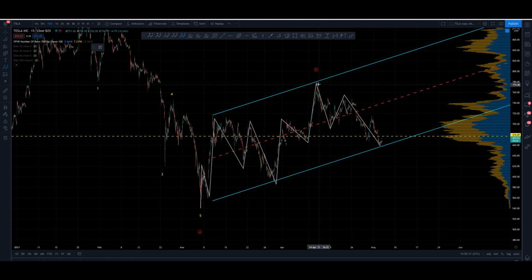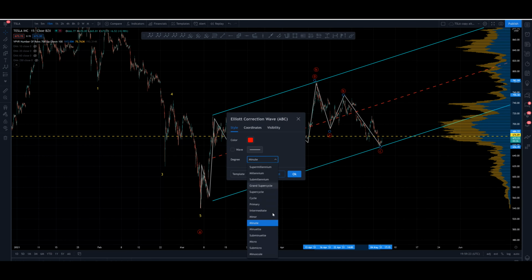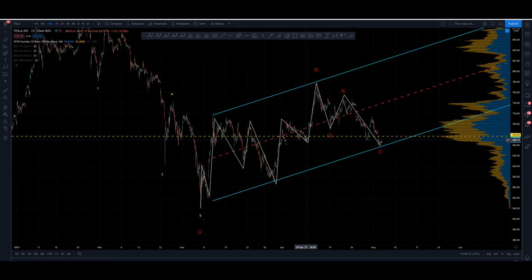We could say A, B, C, zigzag. Right? And it's pretty clean. We'll leave it on minute degree. And we got a zigzag here as well. 5 waves, 1, 2, 3, 4, 5, ABC, 1, 2, 3, 4, 5.